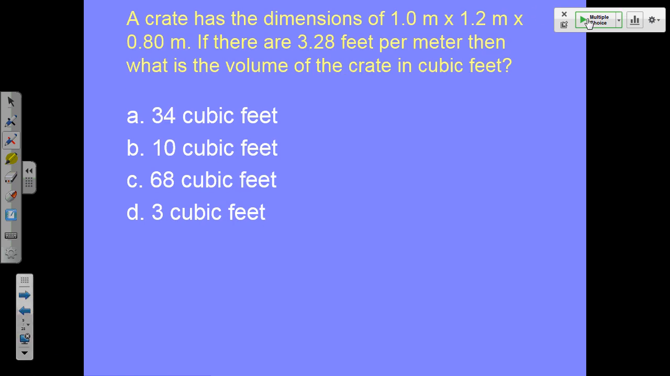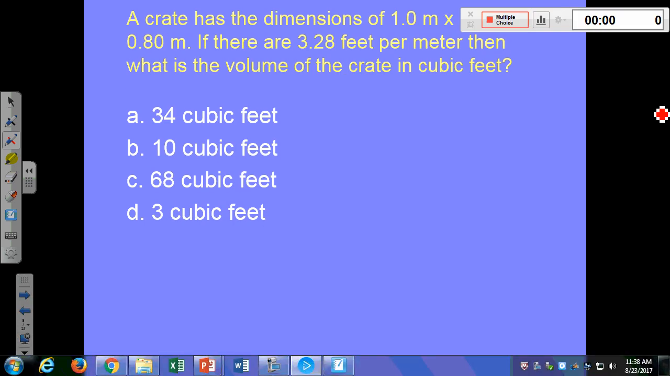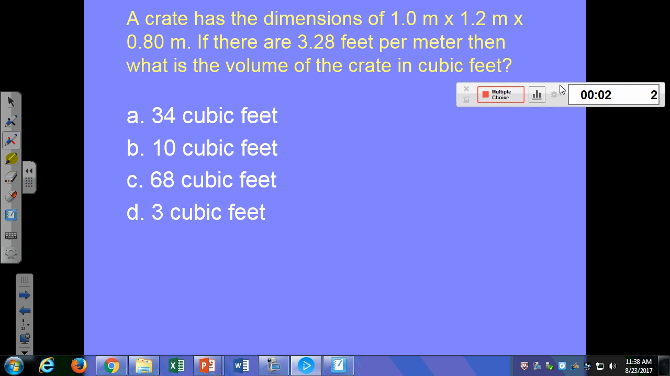Let's try this one. A crate has these dimensions. Try to do this without your calculator. If you just have to, that's fine, but try to do it without, because it's certainly doable. It has dimensions 1 by 1.2 by 0.8, and there are 3.28 feet per meter. What is the volume in cubic feet? First, you'll find the volume in cubic meters, and then convert it to cubic feet. But you can round off numbers. You can get to the answer without using your calculator.